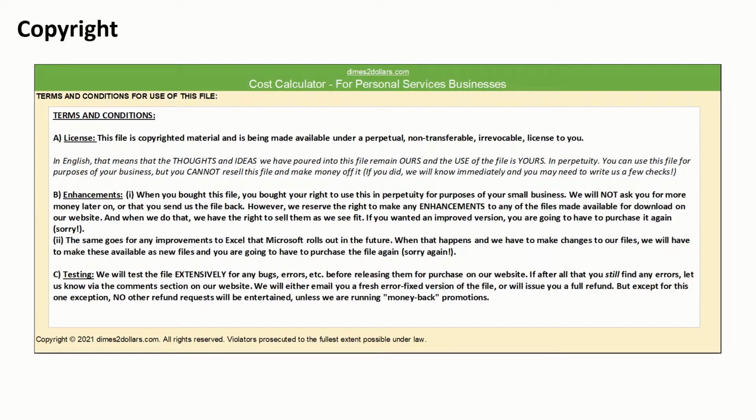The next tab is our copyright language. We have an extended version of this on our website. By using any of our cost calculator files, you are agreeing to all the terms and conditions of use. So you may want to read this carefully.